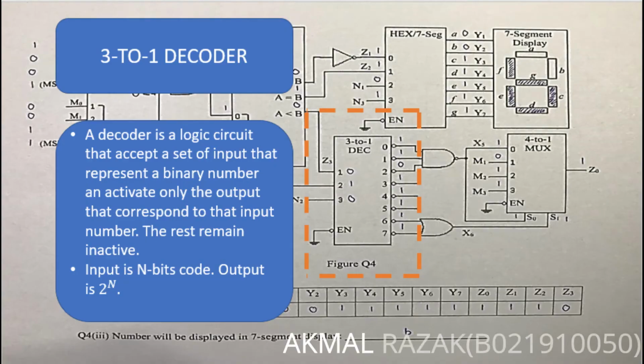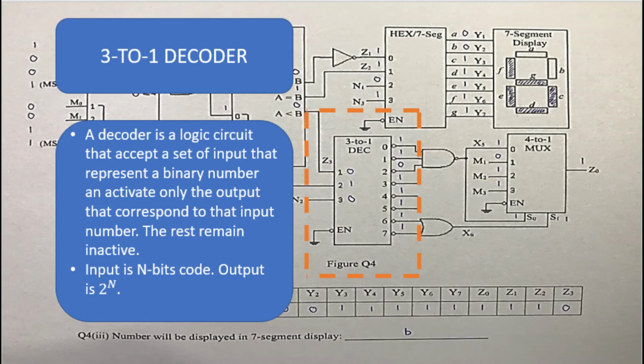First, this is a 3 to 8 decoder. A decoder is a logic circuit that accepts a set of inputs that represent a binary number and activates only the output that corresponds to that input number. The rest remain inactive. The input is an n bits code, and the output is 2 to the power of n.